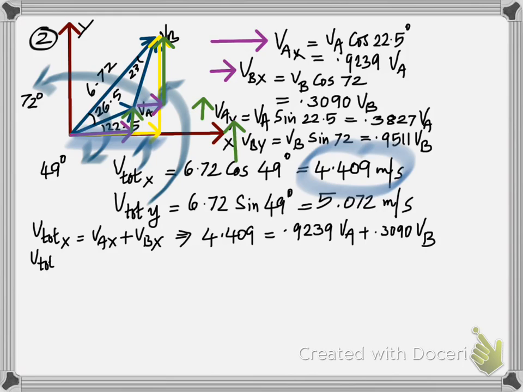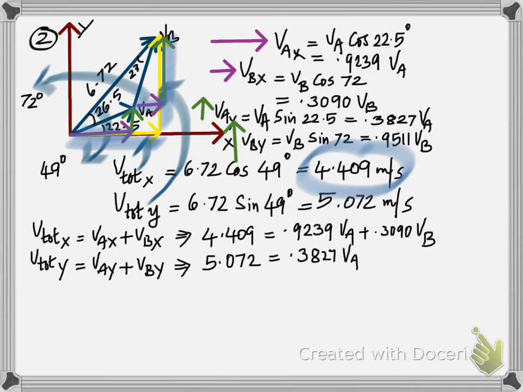Now do the same with the y component, because when you add the two y components, you must get this total, isn't it? Yes. So VAY plus VBY should give you V total y, which is 5.072. Therefore, 5.072 is equal to, no, I'm sorry, 0.3827 VA, which is this one, plus, we're looking at the y components now, 0.9511.